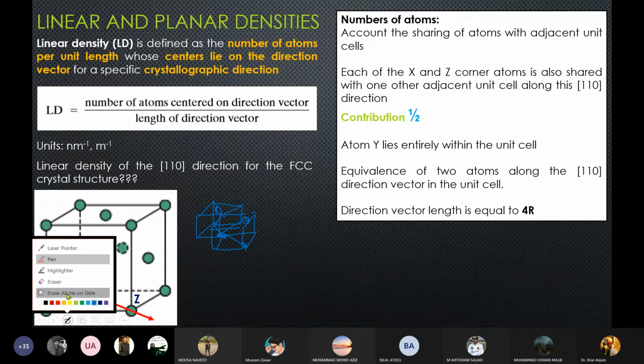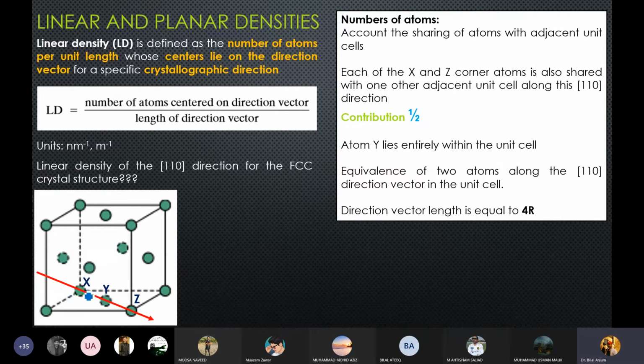Okay, sir. All right. Similarly, the X atom would be shared by this unit cell and another one over here in this direction which is adjacent to it. So the contribution of X and Z atoms would be half, and the atom Y would entirely lie within this unit cell along this red direction. So an equivalent of two atoms would lie along the 110 direction vector in this unit cell. And the direction vector length is 4r. You already know that the diagonal length in an FCC is 4r.